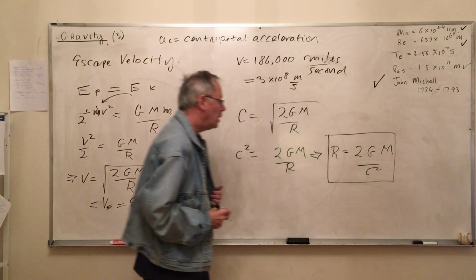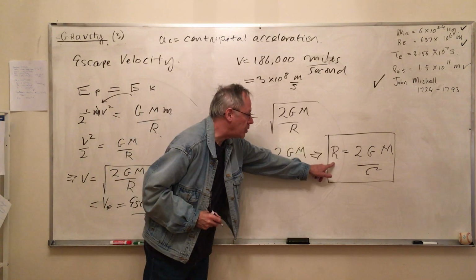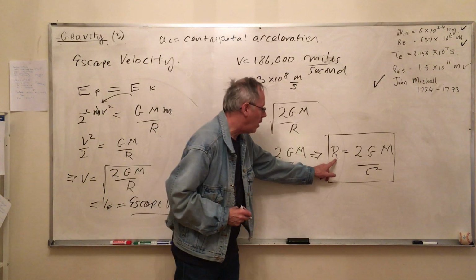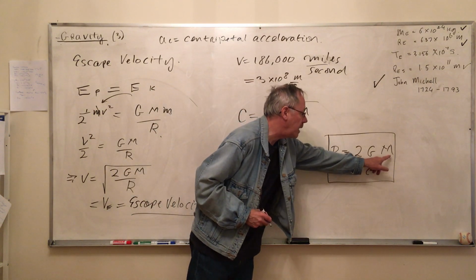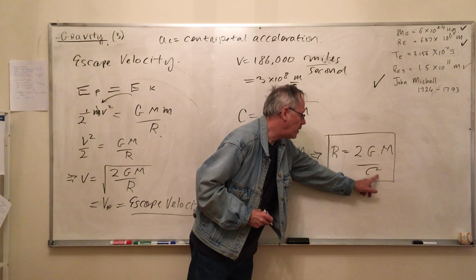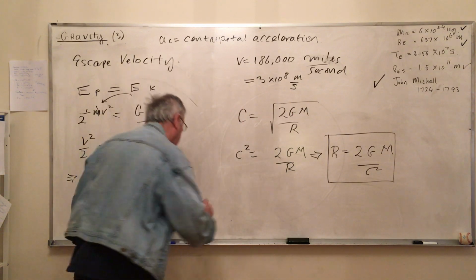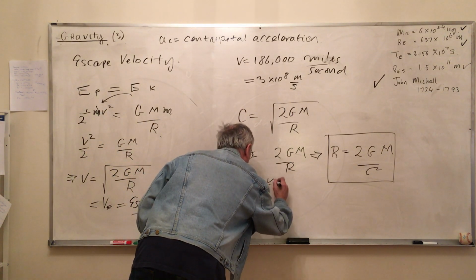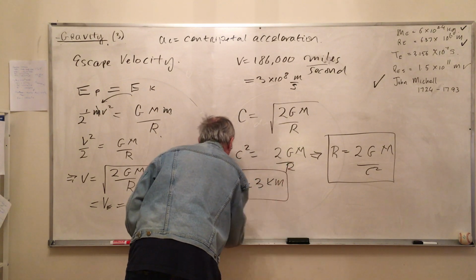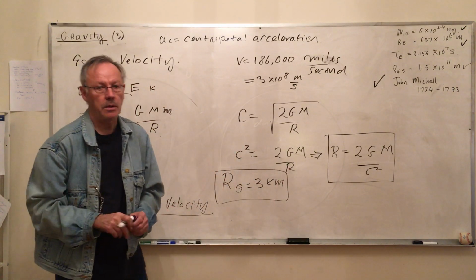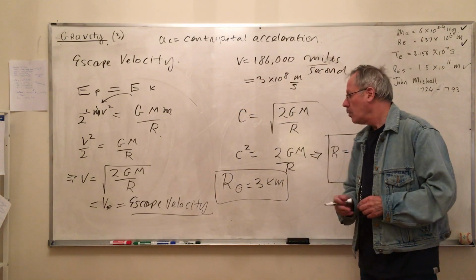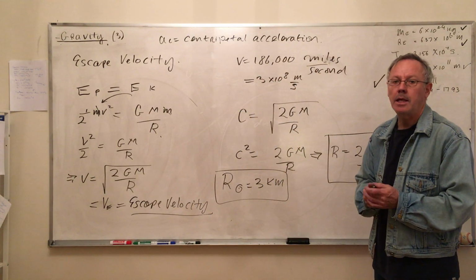Now we could ask, what radius would the sun have to shrink to in order to become a black hole? We can rearrange this equation to say R has to be 2 times G times the mass of the sun over c squared. If you put in all the numbers, you will find that our sun shrinking to become a black hole or a dark star will be 3 kilometers. We'll do that calculation next time.